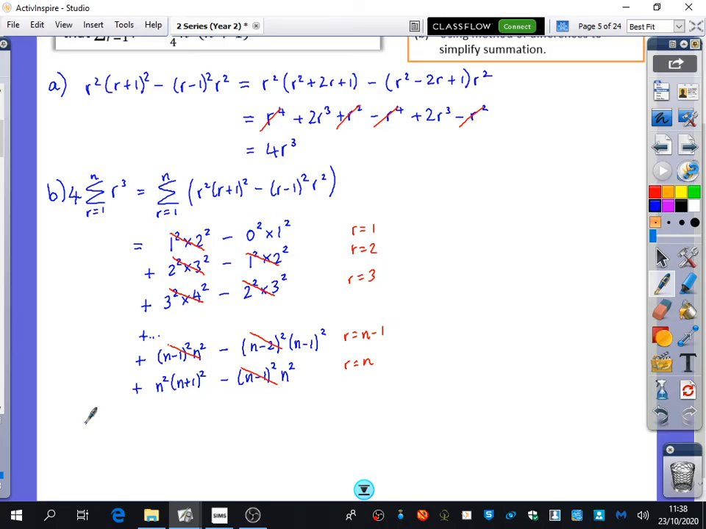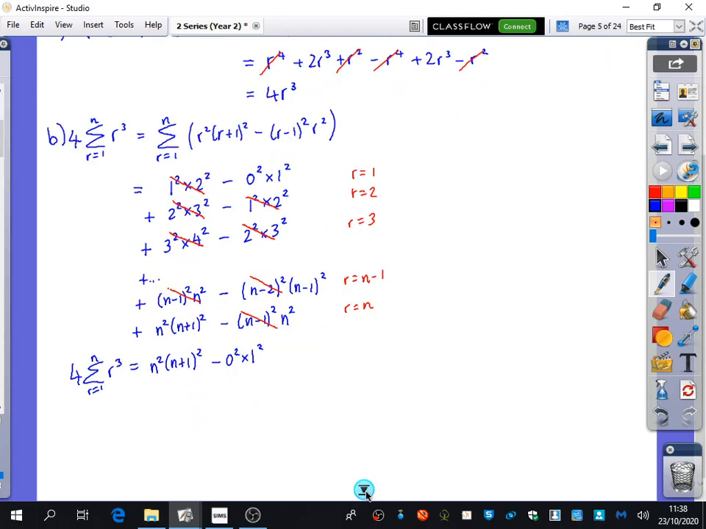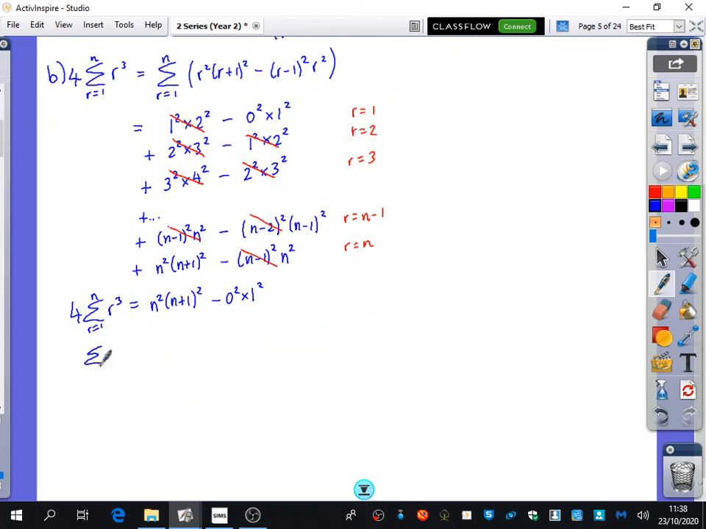Which tells me, if I rewrite what I've got here, that 4 of the sum of r cubed is equal to n squared, n plus 1 squared, minus 0 squared times 1 squared, which is obviously just going to be 0. And so the sum from r equals 1 to n of r cubed is a quarter n squared, n plus 1 squared.